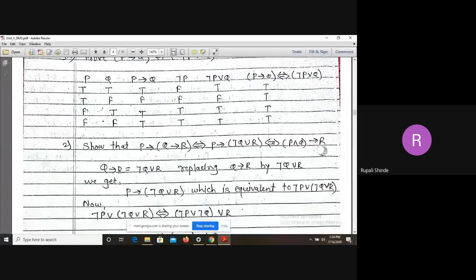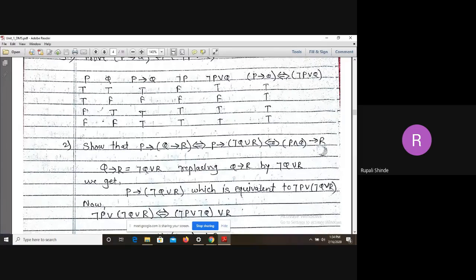So Q conditional R is equivalent to negation Q or R. So put this value for Q conditional R. It will give you P conditional negation Q or R, and that is the second formula. That's why we can say that yes, these first and second formulas are equivalent to each other.